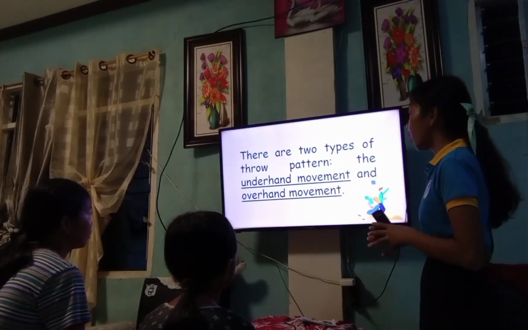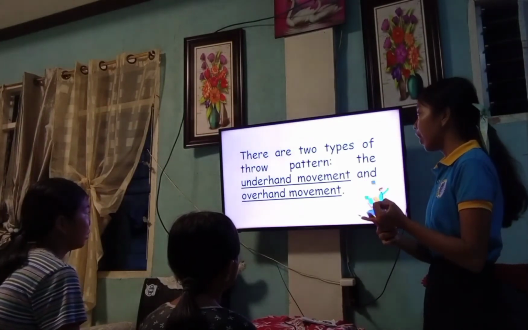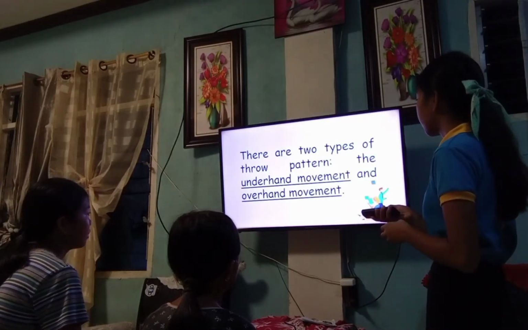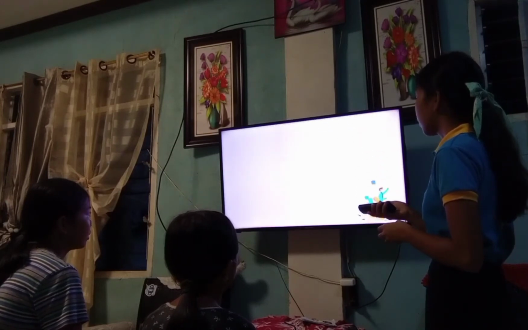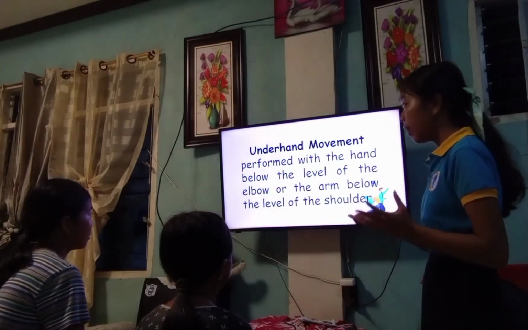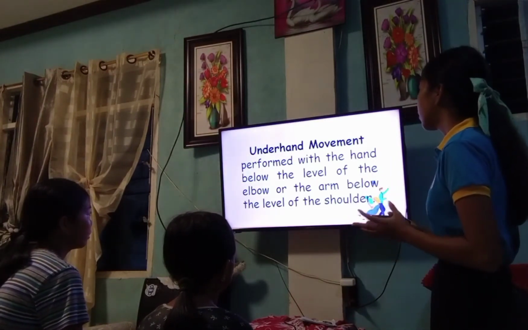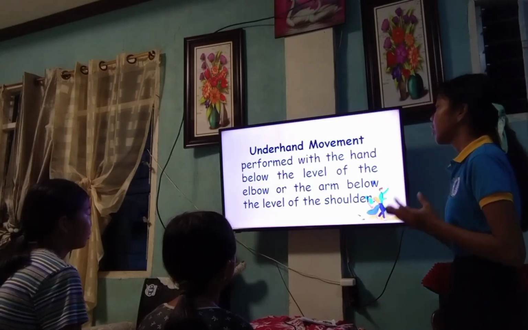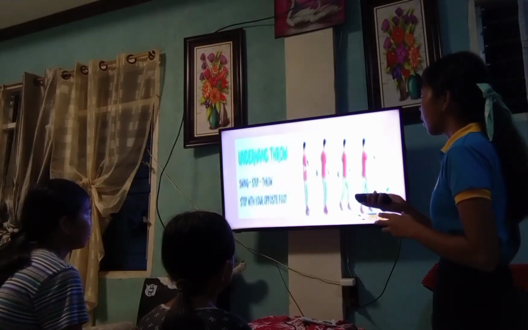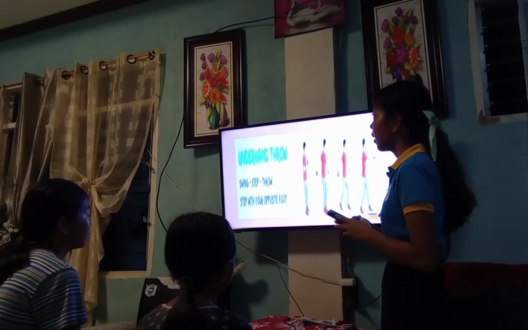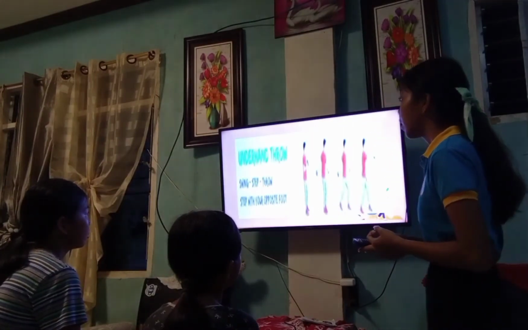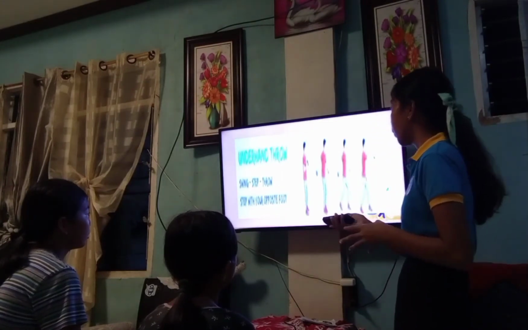So there are two types of throw pattern. First is the underhand movement and the second is the overhand movement. We will talk about first the underhand movement. When we say underhand movement, it is performed with the hand below the level of the elbow or the arm below the level of the shoulder. So these are the correct steps in the underhand throw. First is to swing, step, and throw. Step with your opposite foot.